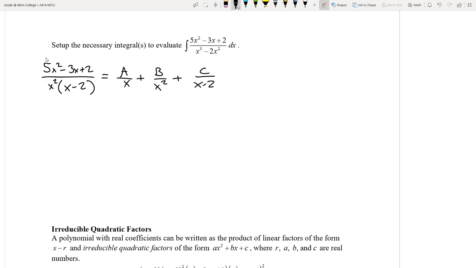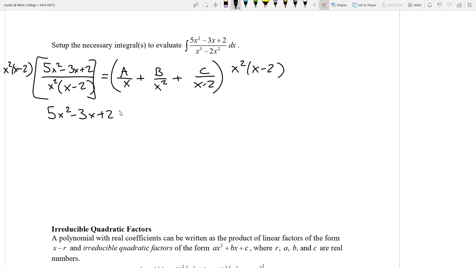We'll go ahead and multiply both sides by x squared times x minus 2. And some nice cancellation happens. On the left side, the denominator is completely cleared. On the right side, we do have to be careful to only cancel out what needs to be. So when we go ahead and distribute here, for our a, one of the x's will cancel. The other one will stay around. And we'll keep the x minus 2 as well. For b, both of the x's cancel. We'll end up with just x minus 2. And for c, neither of the x's will cancel, but the x minus 2's will.